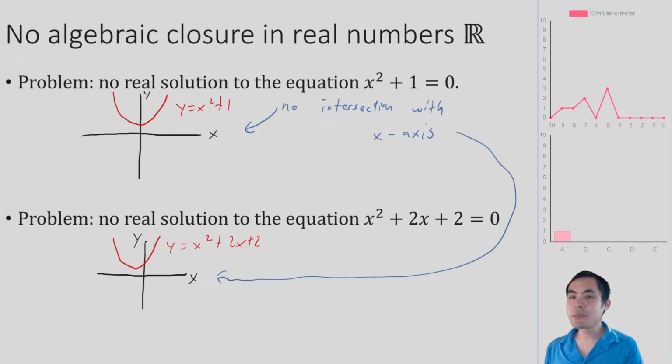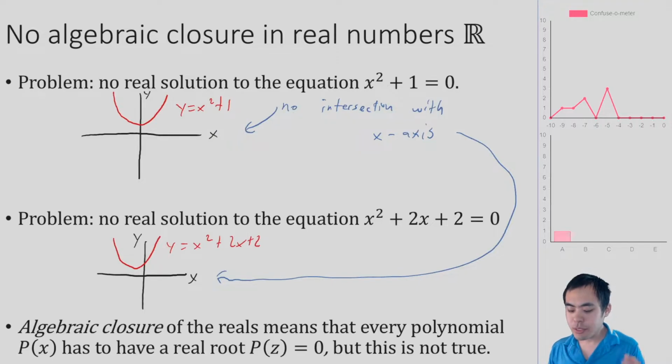So now, what is this property of algebraic closure? Well, algebraic closure just means that every polynomial p of x has a root, p of z is equal to 0. But clearly this is not true for real numbers. Now, what if you want to have this property? Because sometimes it's nice to be able to write down an answer to something, even if it isn't in the domain that we care about.